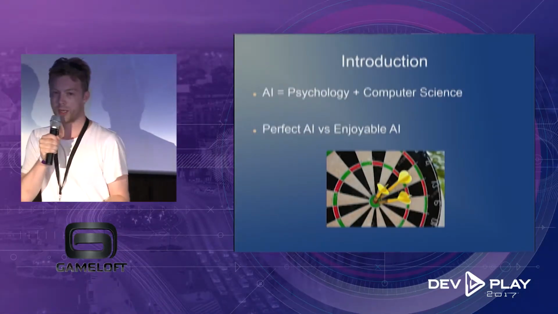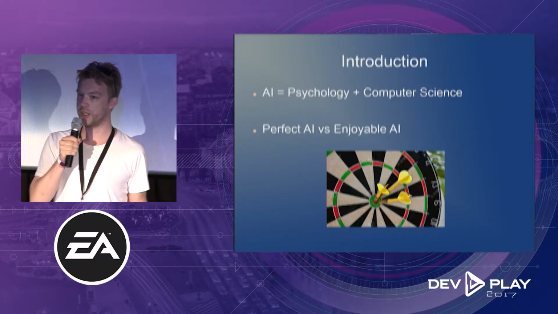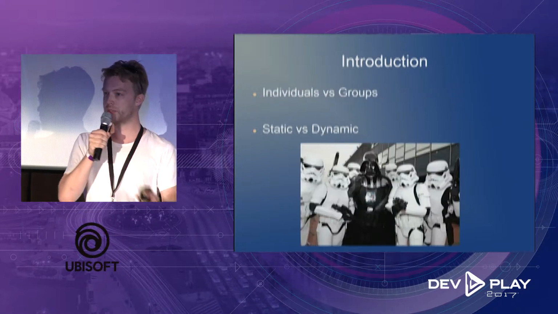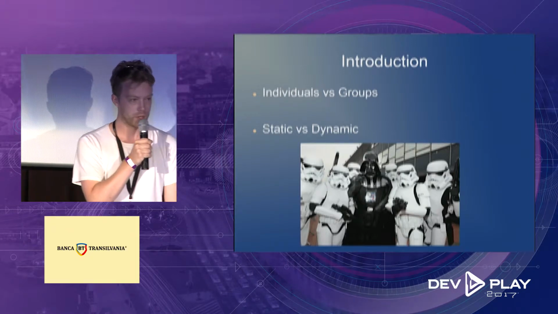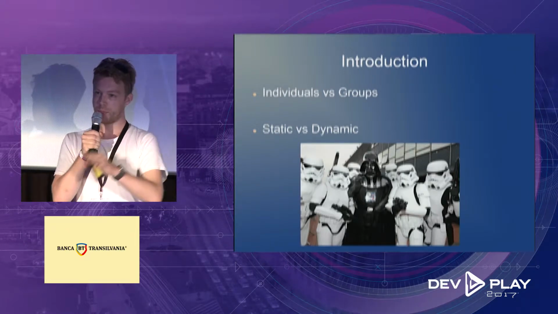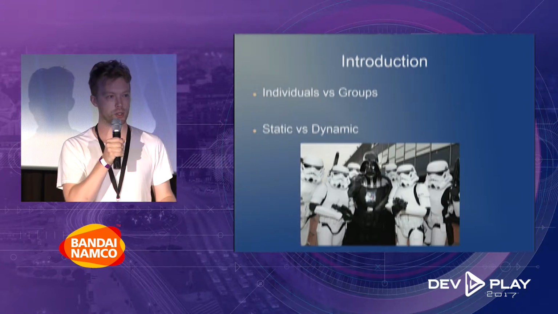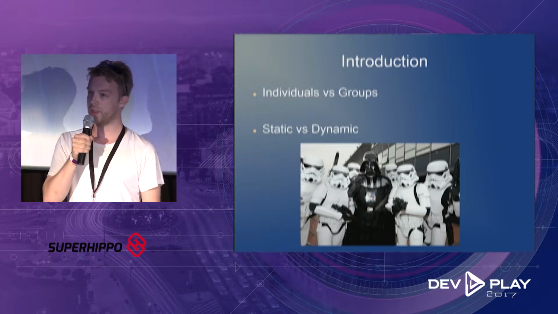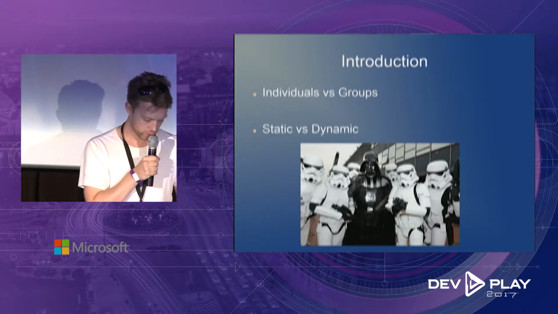So first of all, a little bit about AI. AI you can see as a mix of two things, computer science on one side and psychology on the other side. It's about understanding humans and then making computers function in a similar way. Now, you can make a perfect AI, for example, a chess bot that will always beat you, but that's not what I'm going to talk about today. I'm going to talk about enjoyable AI, which is an AI that doesn't kill you on every shot, but only a certain amount of shots. Now, how are we going to do that?